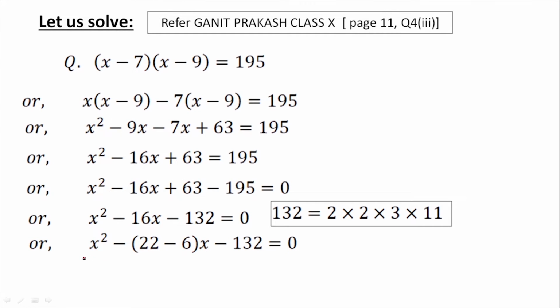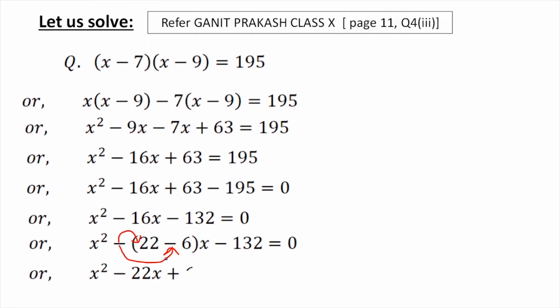Again, when you open this bracket you need to multiply with the sign in front of the bracket. Here it is minus, so minus into plus will give us minus, and minus into minus will give us plus. So it will become x square minus 22x plus 6x minus 132 equals 0. So now we have broken the middle term 16x into two parts, minus 22x plus 6x.